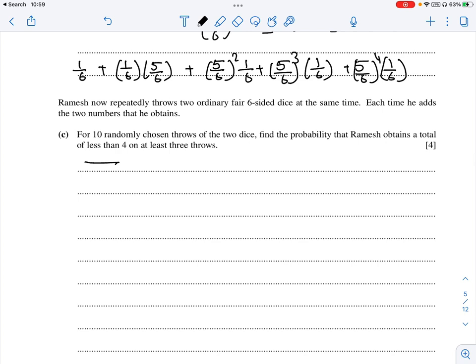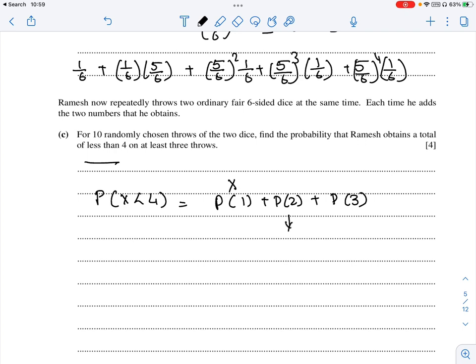So we have to find the new probability of success and the new probability of failure. Probability of x less than 4. What is the probability of x less than 4? It can be either 1, 2 or 3. So 1 is not possible because he is throwing two dice, right? It should be either 2 or 3.